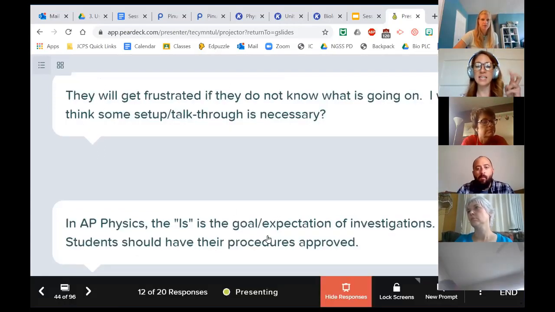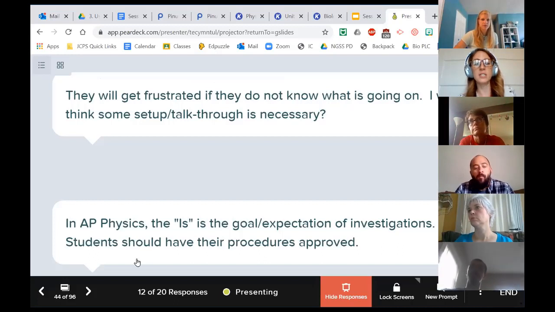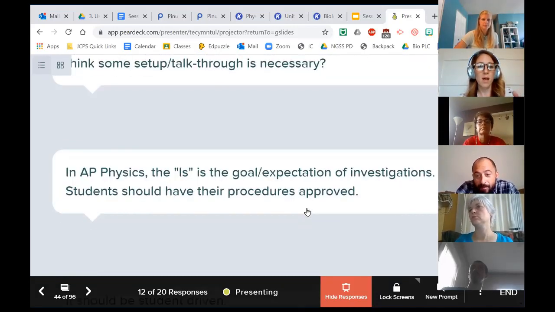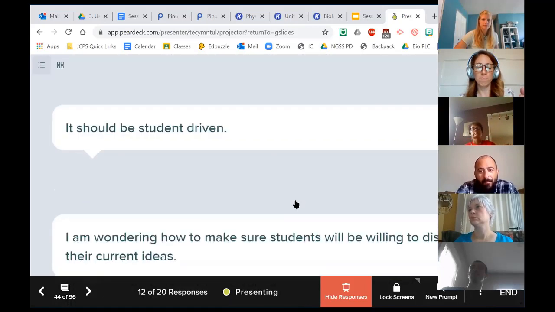In AP Physics, the is the goal or expectation of investigations. Students should have their procedures approved. I would agree with that. My question is, I wonder if the students are coming up with that goal or expectation, or if the teacher is giving the students the goal or expectation. That's my wonder. It should be student driven.